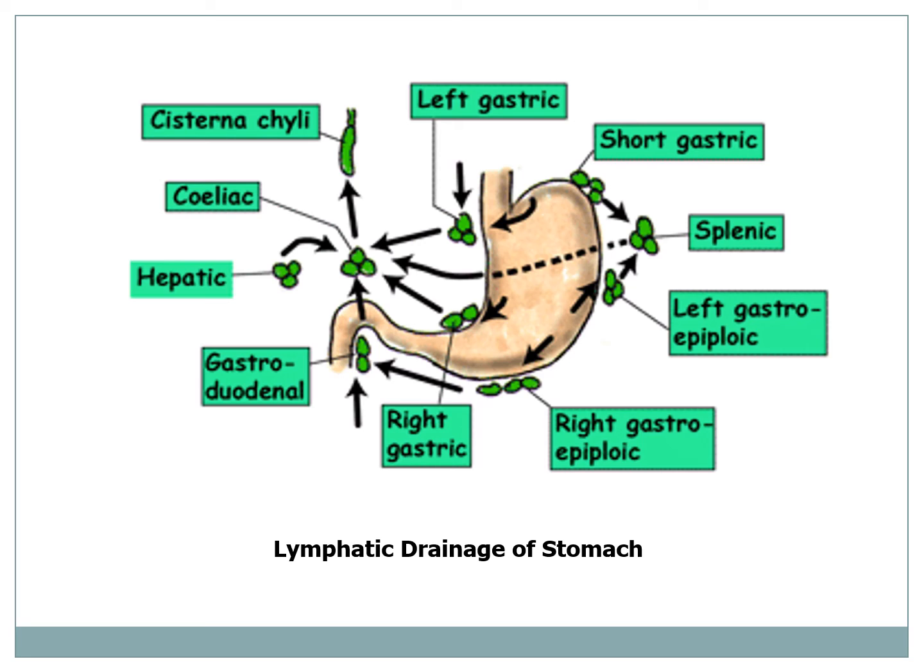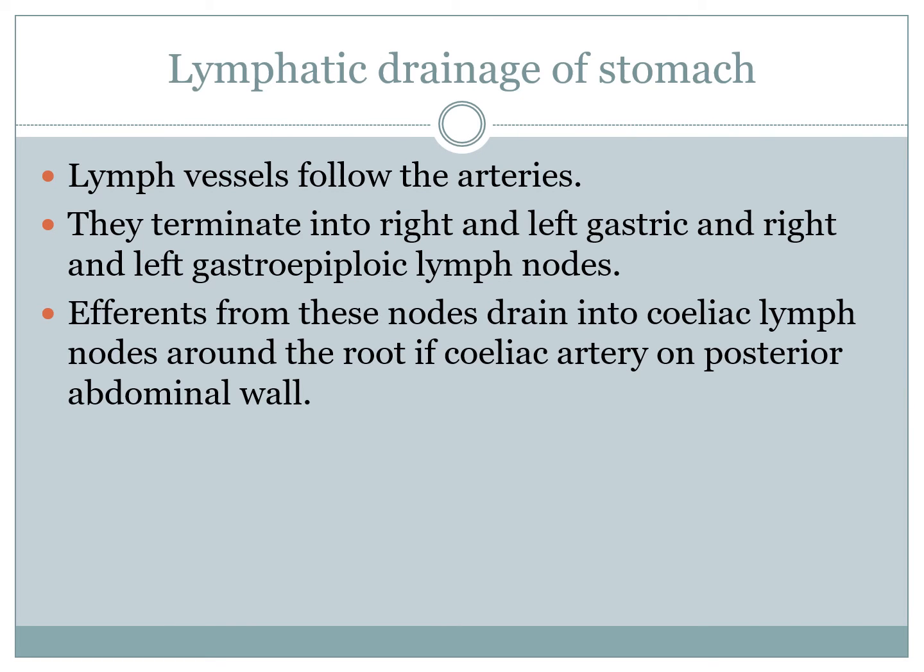So these are the important points of the lymphatic drainage. The gastric lymphatics are provided with valves so that the flow of lymph from the right part of the stomach passes toward the lesser curvature and from the left part of the stomach toward the greater curvature. They terminate into the right and left gastric and the right and left gastroepiploic lymph nodes. Efferents from these nodes drain into the celiac lymph nodes around the root of the celiac artery on the posterior abdominal wall.